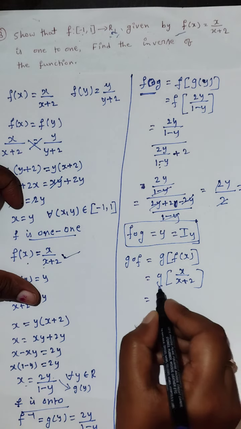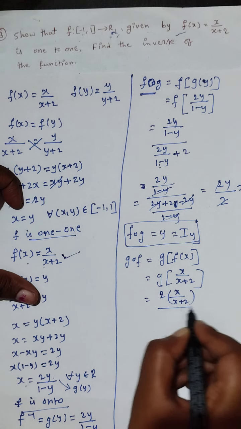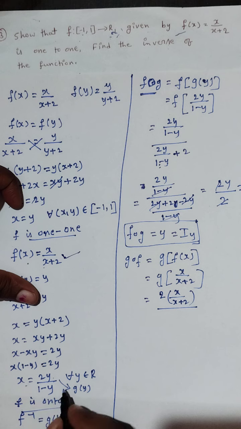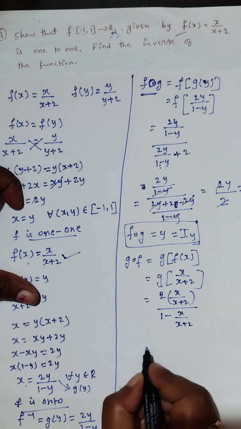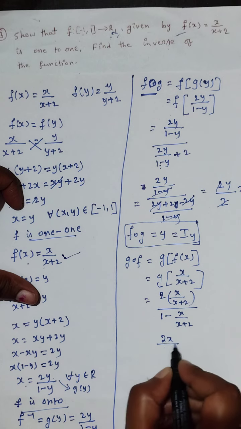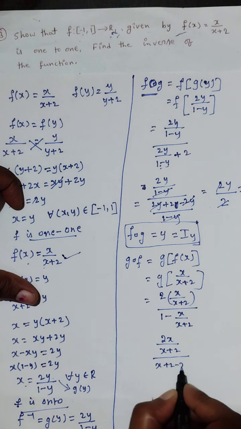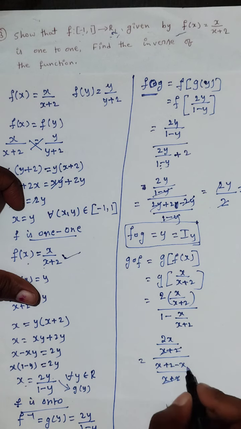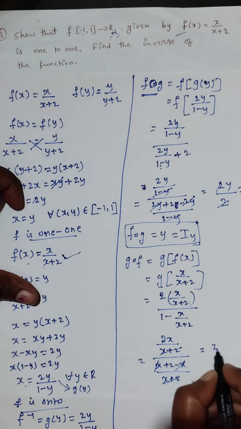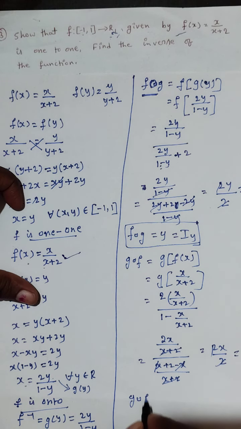Let us take g of y, it is 2y divided by 1 minus y, where y is x by x plus 2. Now you simplify this: 2x divided by x plus 2, whole divided by, take LCM, x plus 2 minus x, divided by x plus 2. Okay, x plus 2 gets cancelled. Here plus x minus x gets cancelled. You will get 2x by 2. The 2 will get cancelled, it is x. So our GOF function is x. It is nothing but I_X.